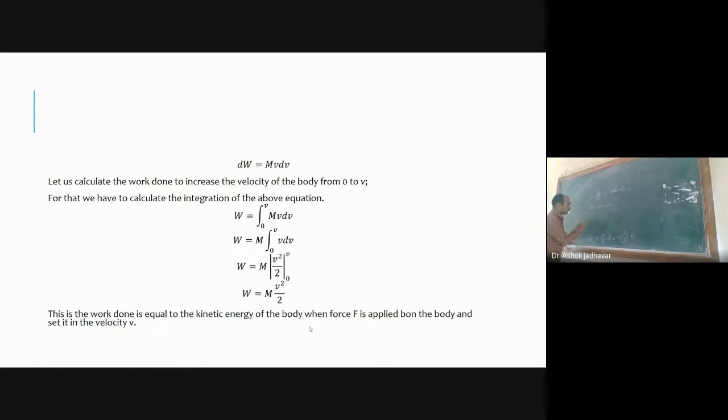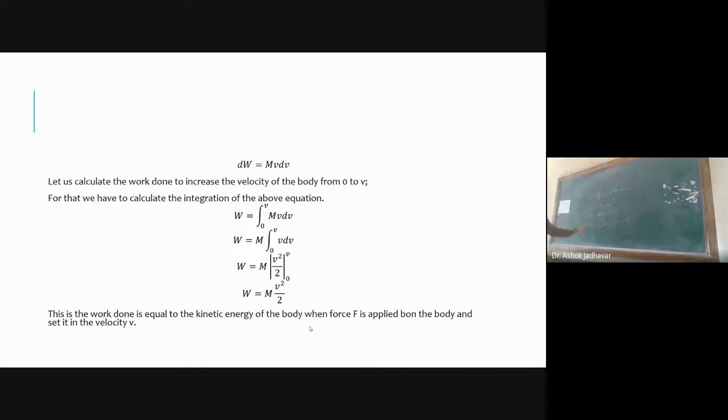and we can write the total work done W is equal to integration of dW is equal to integration of m v dv. Did you get what we have written here? Did you understand what I said, or the steps I gave? Yes, sir. Okay, good. Yes, sir.